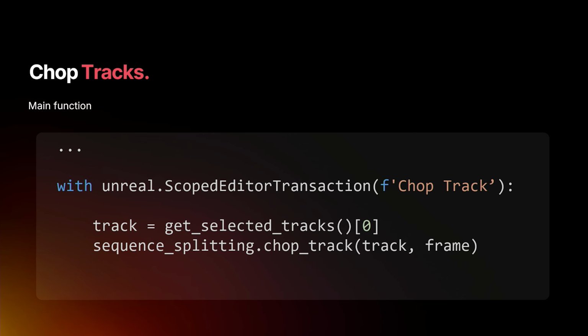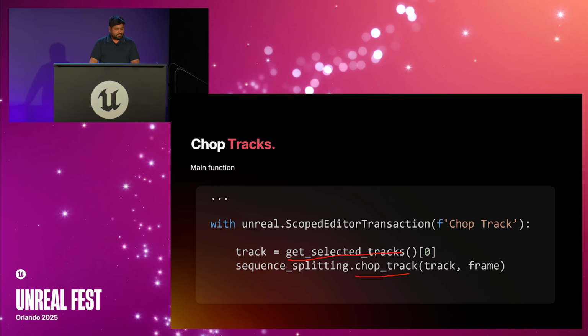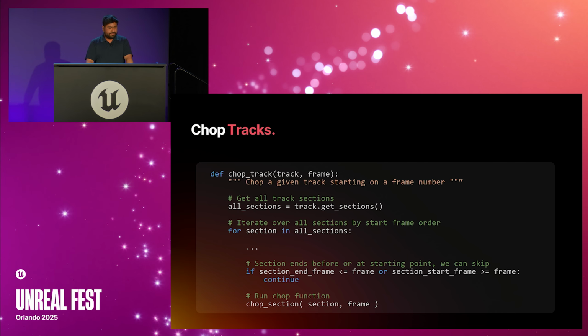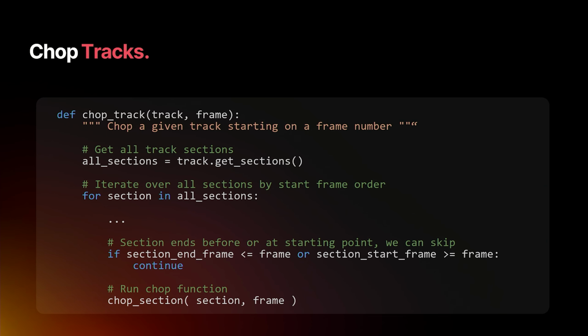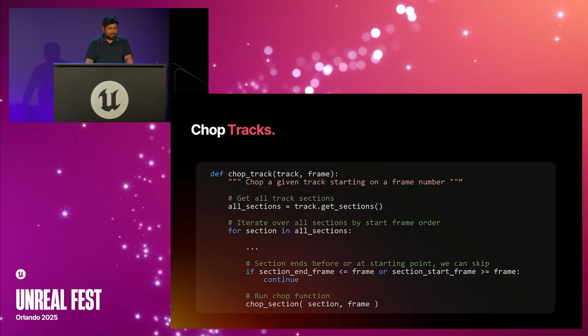And same as before, we can get the selected tracks, and we can run the chop function that I already mentioned. Which would look something like this. This receives the frame that we want to chop it, and we receive the track that we want to modify. And we just run the chop section. This is really helpful to put different functions into small functions, because this way you can reutilize it somewhere else in other tools if you need it.